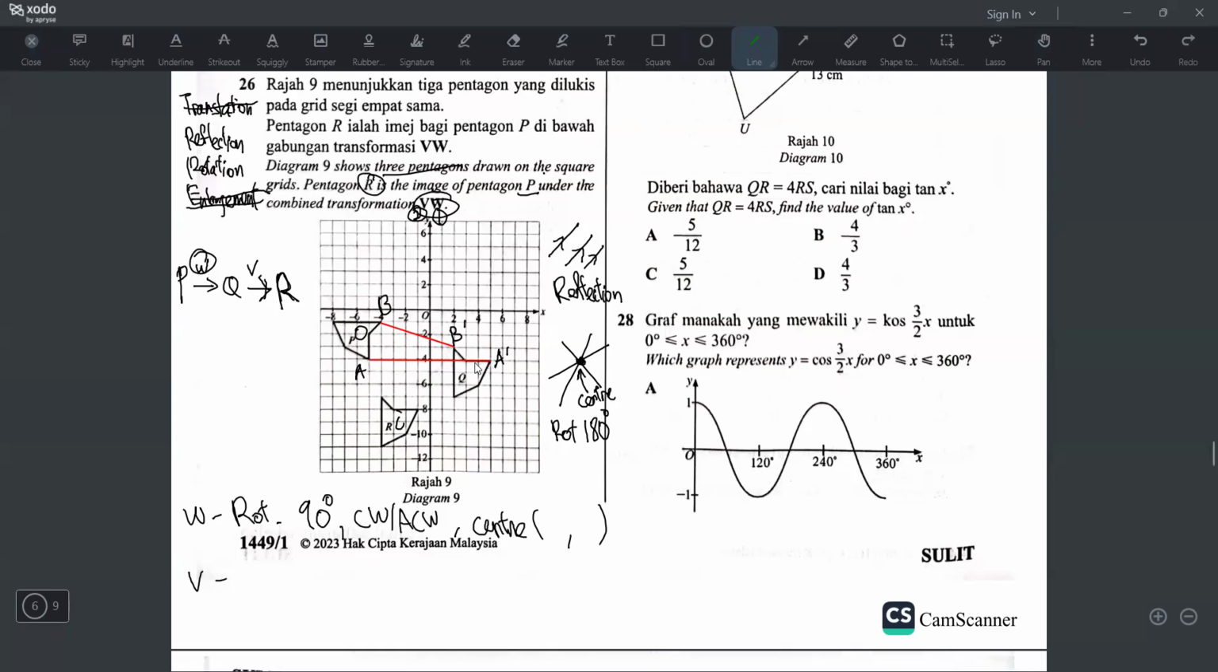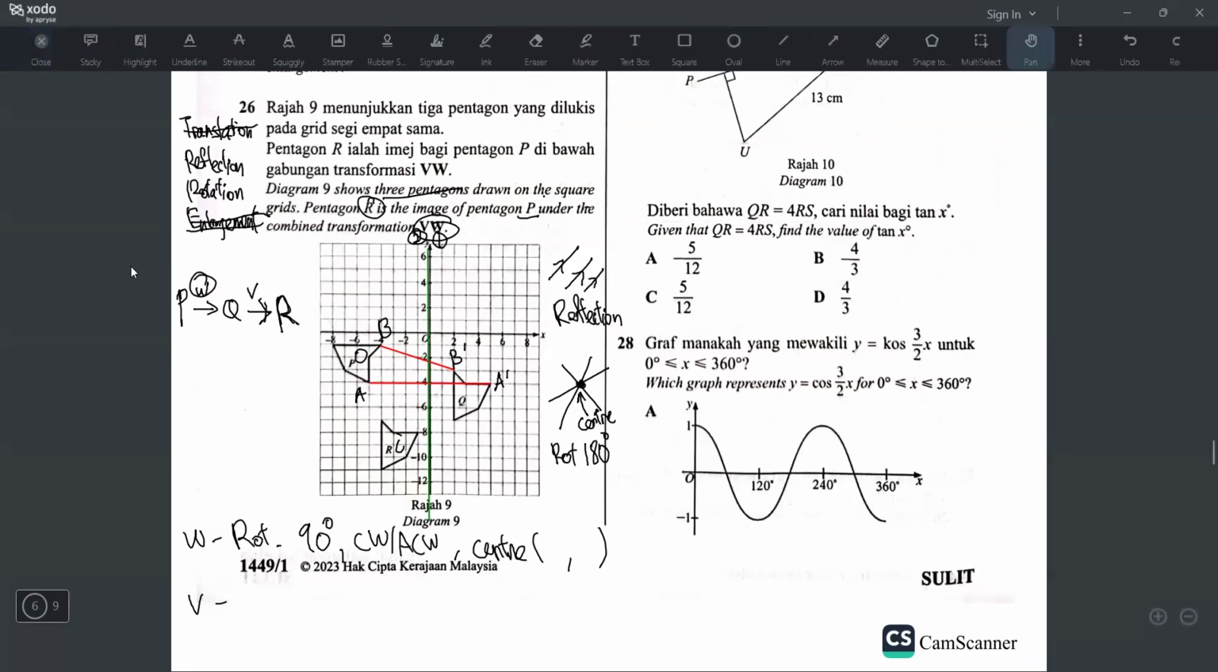So the midpoint must be at 5 squares. 1, 2, 3, 4, 5, 5 squares. So here, right? 1, 2, 3. Yes, correct. So it means the perpendicular bisector will be here, perpendicular to it, and it also passes through the midpoint. It's the y-axis. In other words, it's the y-axis. It means the green line is the perpendicular bisector for A prime.